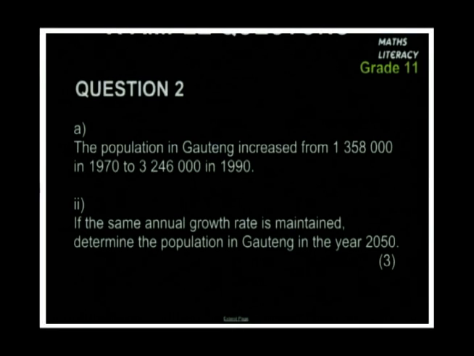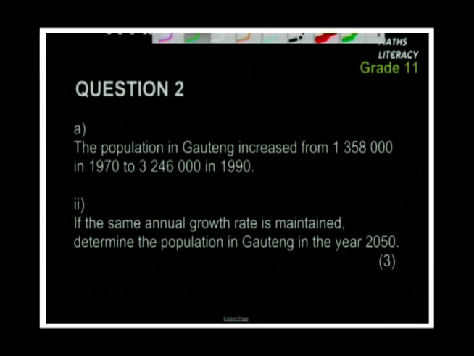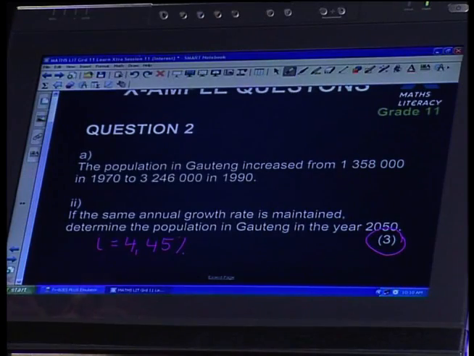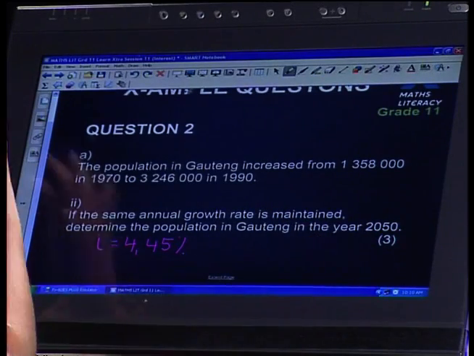If the same annual growth rate is maintained, determine the population in Gauteng in the year 2050. So we're looking at the same annual growth rate. So basically we're looking at what we've just calculated before, as my r was equal to 4,45%. That is what I am basing my calculation on now. Now this is an important fact I want to tell you all. Let's assume you couldn't calculate your interest rate. Don't leave out these 3 marks. It's important that you continue with the question.